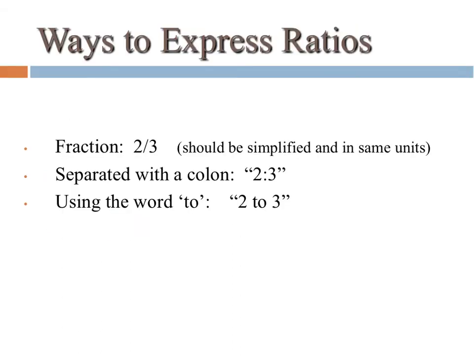There are three different ways that you could represent a ratio. The first one is a fraction. So for example, 2/3. And you should always simplify it and it should be in the same units. You could separate the two values with a colon. So 2:3 is also a way to show a ratio. And then the last way is to actually use the word "to" between the two numbers that you're comparing. So you'd write 2 to 3. But the way you would say these out loud is all the same.